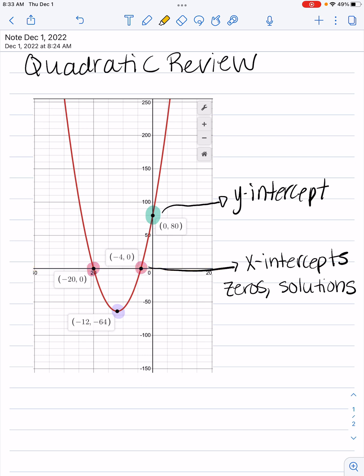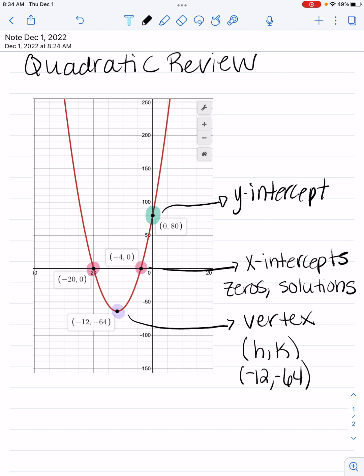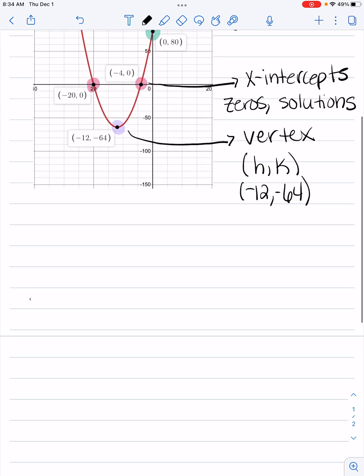And then the last component here is our vertex. So remember that when we write our vertex, it's (h, k), so that just means that if you were to write the vertex down on an assessment, you would just copy the numbers as you see them, -12 and -64, and that is your vertex. All right, next we're going to move on and look at the different forms, the different equations that you've learned in this section.